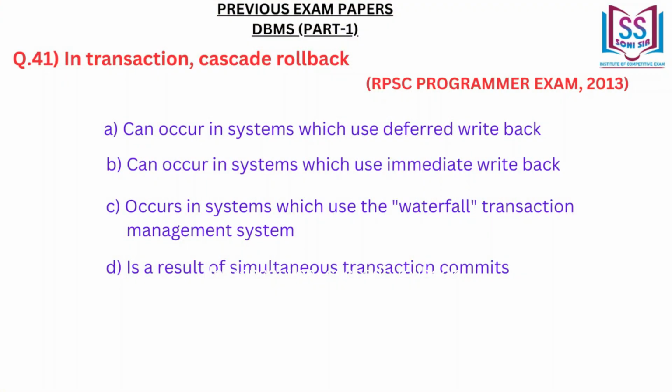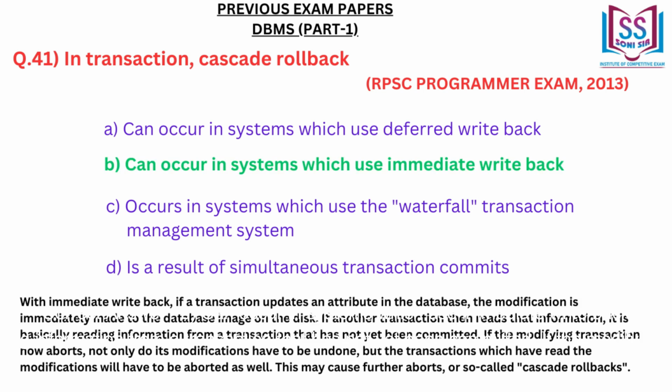In transaction, cascade rollback. A, can occur in systems which use deferred write-back. B, can occur in systems which use immediate write-back. C, occurs in systems which use the waterfall transaction management system. D, is a result of simultaneous transaction commits. Correct answer B, can occur in systems which use immediate write-back.